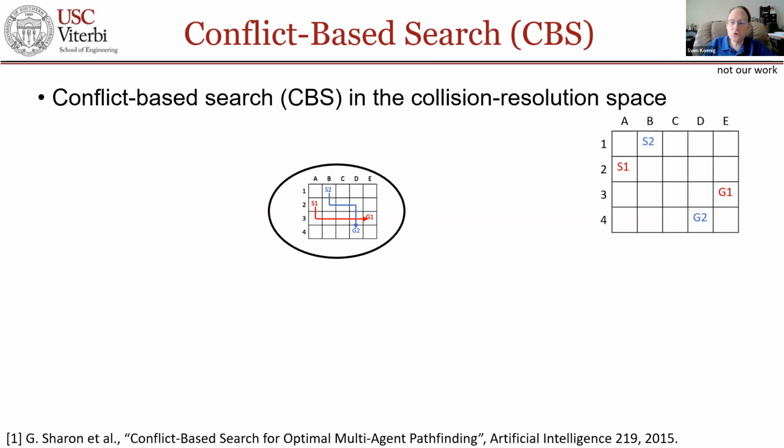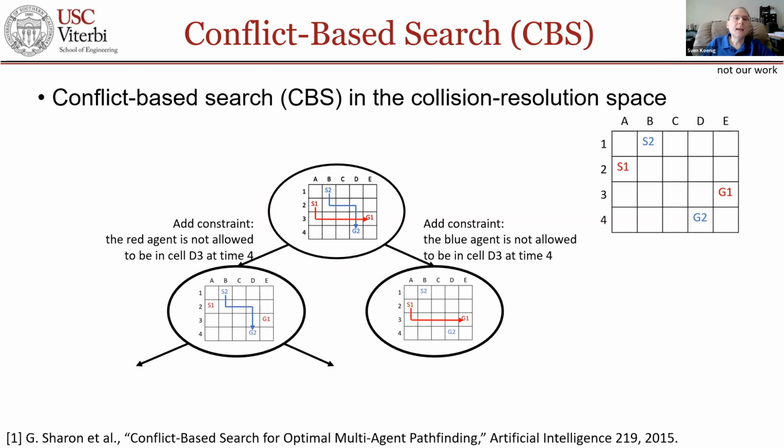situation here into 2. In one situation, we say, well, the red agent is not allowed to be in cell D3 at time step 4, right? That avoids the collision. And in the other situation, we say the blue agent is not allowed to be in cell D3 at time step 4, right? That also avoids the collision. Now, if we look at this particular part here, right, then whatever path we had for the red agent beforehand doesn't work any longer because it does not satisfy this constraint, right?